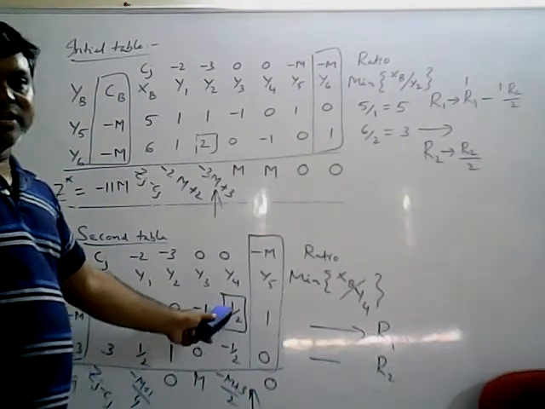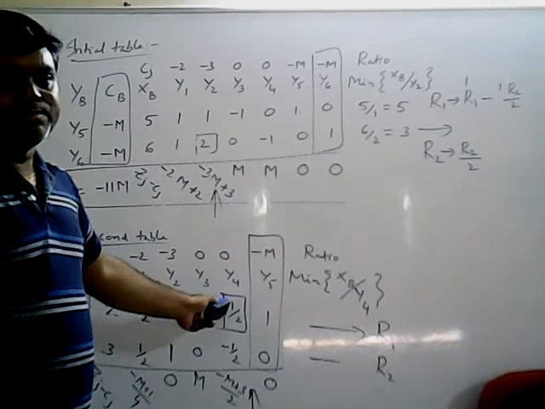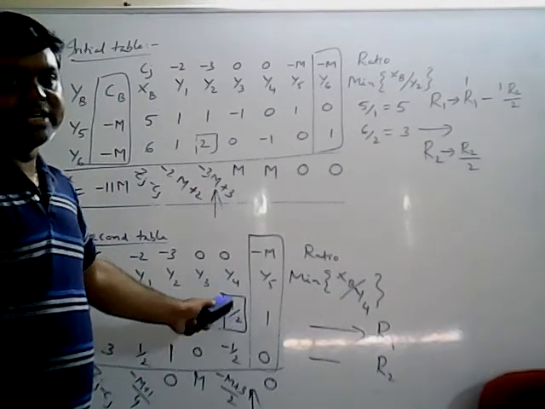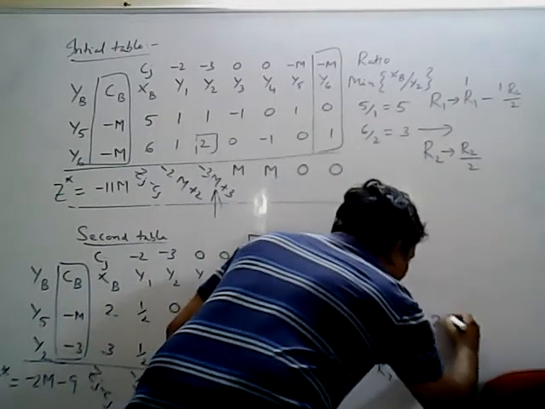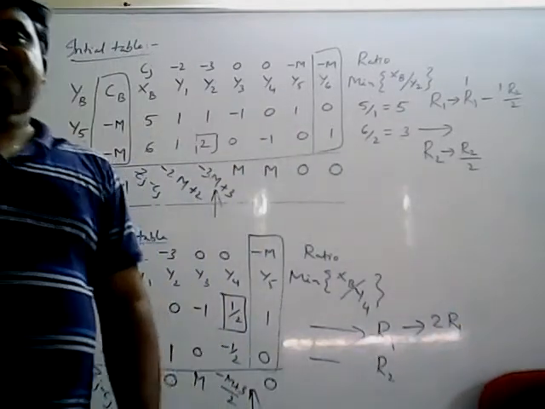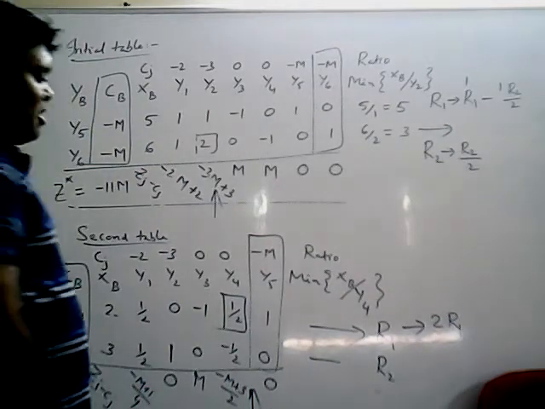So I want 1 here. How will you get 1? 1 by 2 is there. By multiplying by 2, the 2 gets cancelled and you will get 1. So R1 implies 2R1. If you multiply by 2, automatically you will get 1. So R1 becomes 2R1.